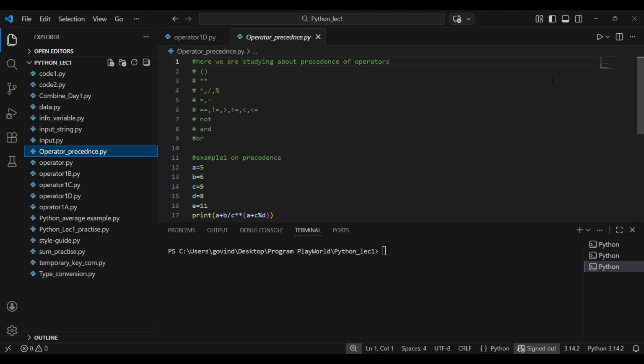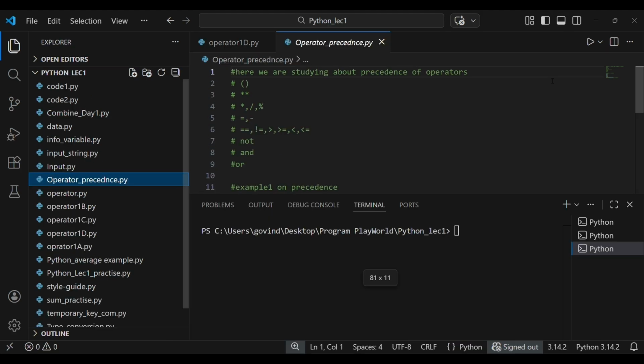Hello, all right. So today we are going to study operator precedence. So what is the precedence of operators? Earlier, in school, we studied and followed the BODMAS rule: bracket, multiplication, division, addition, subtraction, and all of this kind of thing. In programming, we are again going to follow the same rule.